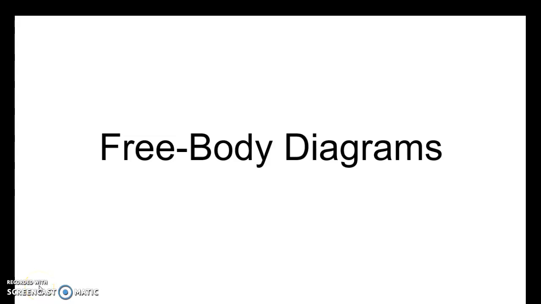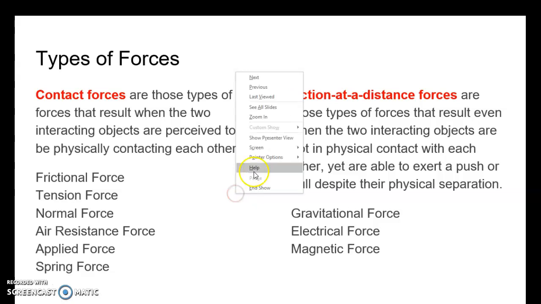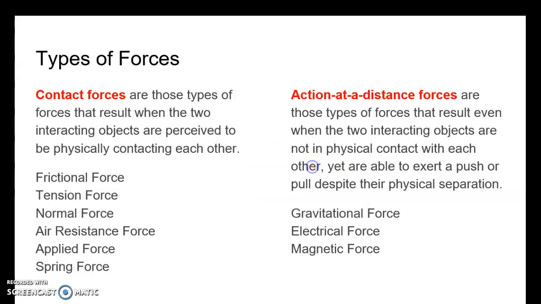Okay, today we're going to look at free body diagrams, what they are, and how to draw them. So before we talk about free body diagrams, we need to talk about types of forces. There are contact forces. Those are forces that happen when two objects actually have to be in contact with each other, and they include frictional, tension force, normal force, air resistance, applied, and spring force, which we'll all talk about today.